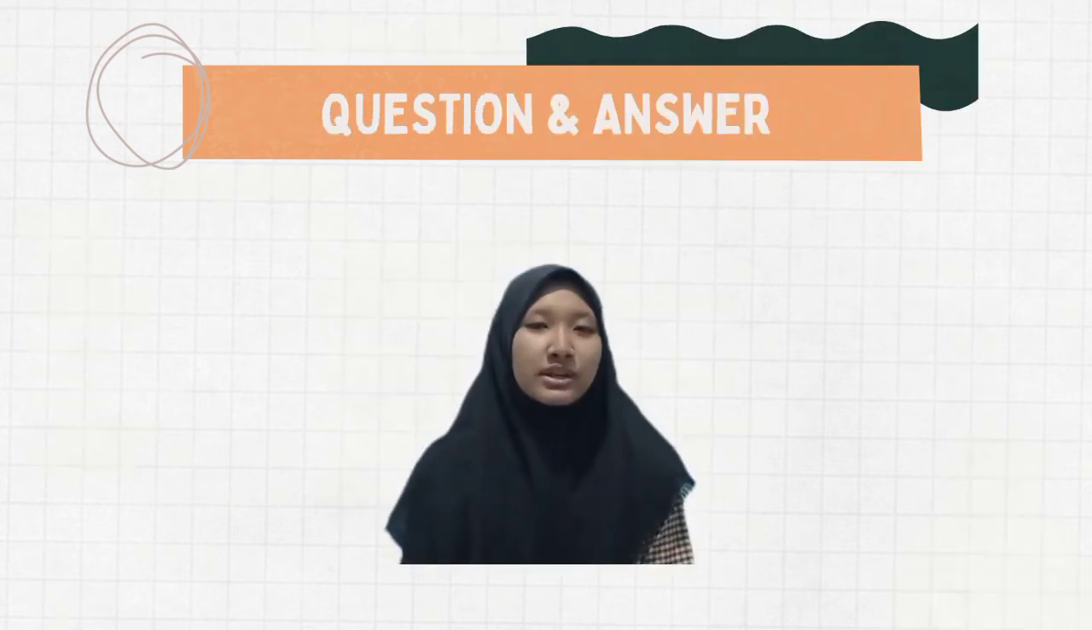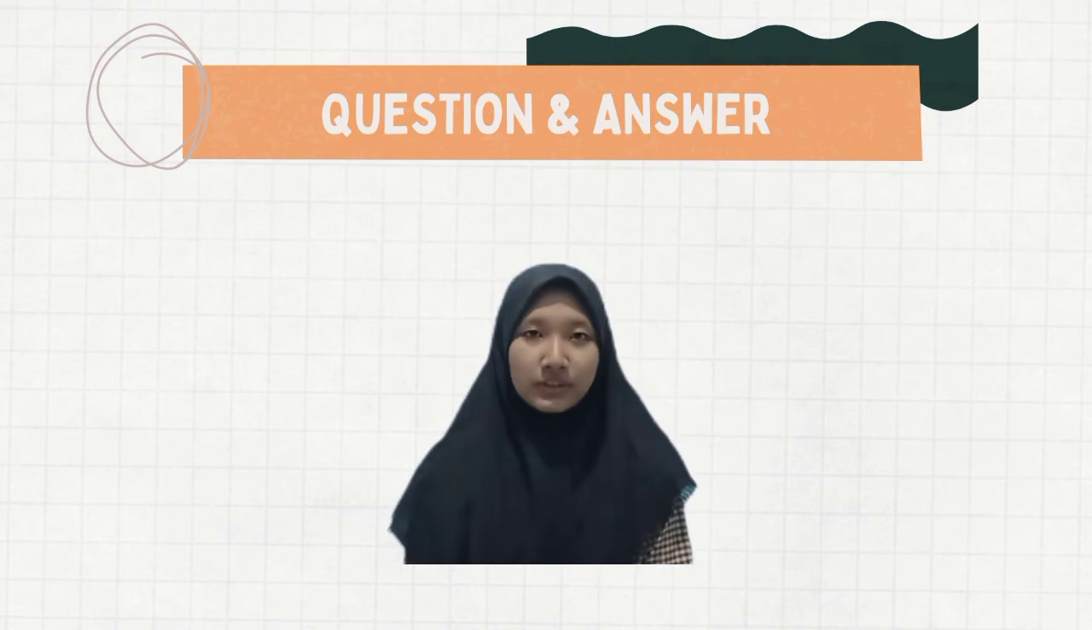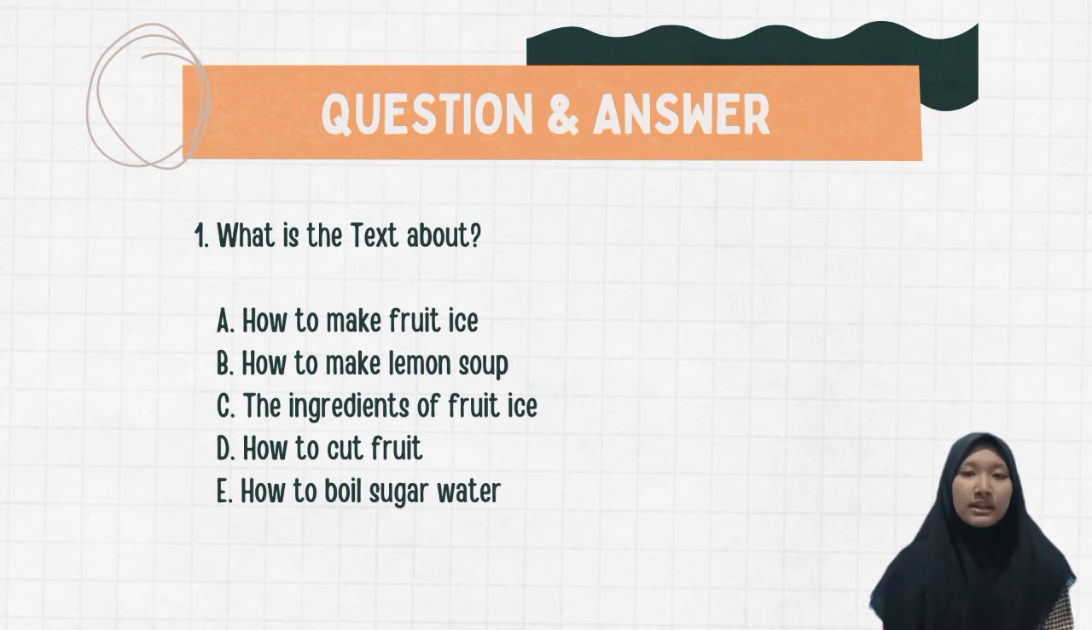Well, earlier we discussed the material of the procedure text. Now, we will discuss the question and answer about the procedure text based on the example earlier. The question number 1 is what the text is about. When we get a question about what the text is about, we just look for the title, because what the text is about is the purpose of the text, which can be seen in the title section.